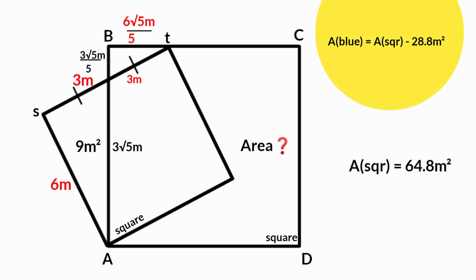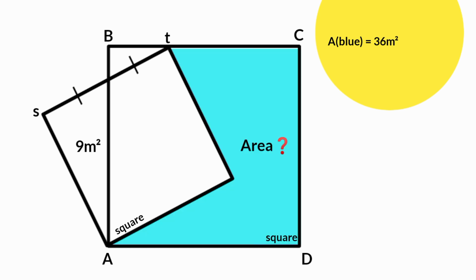If we substitute here now, area of blue equals 64.8 meters squared minus 28.8 meters squared, which is 36 meters squared. So the blue area which we are asked to calculate without using any calculator is 36 meters squared.